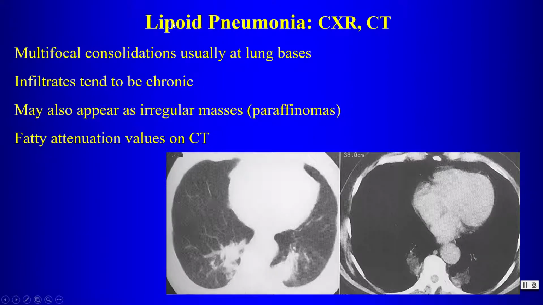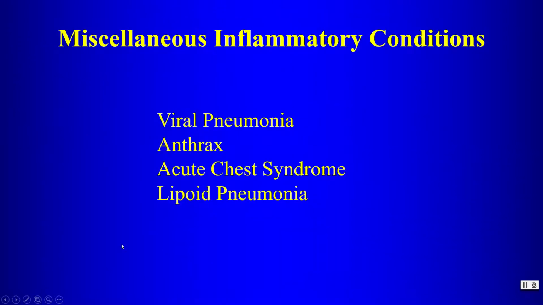So with lipoid pneumonia, from aspiration of fatty substances, we can get these bibasilar consolidations as you would expect with aspiration. They may have irregular borders as you see here, but the important finding is the fatty attenuation there within the consolidation. So that is our discussion of some miscellaneous inflammatory conditions.